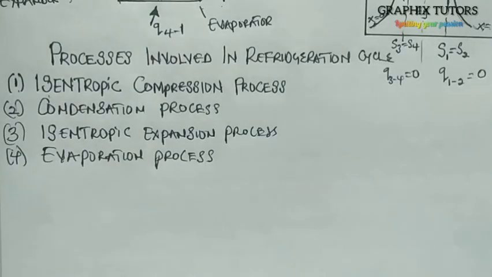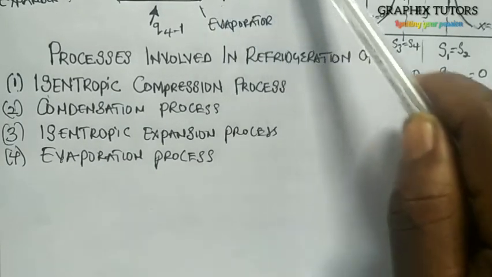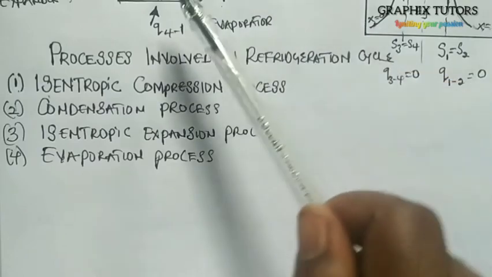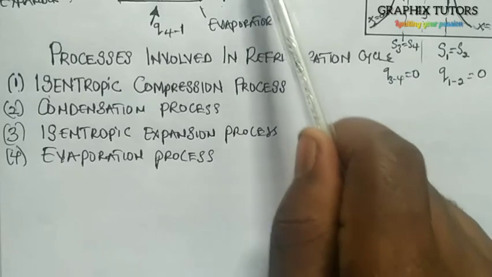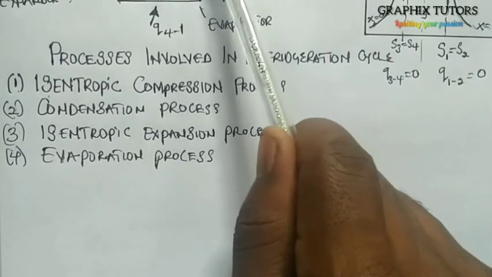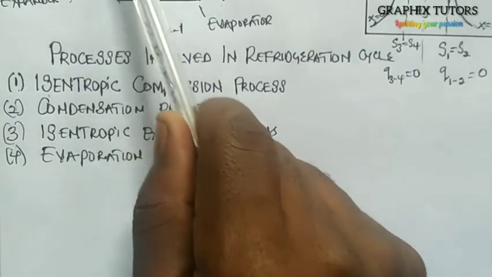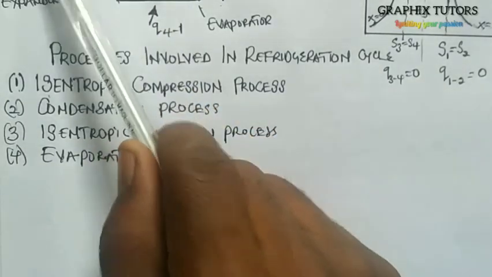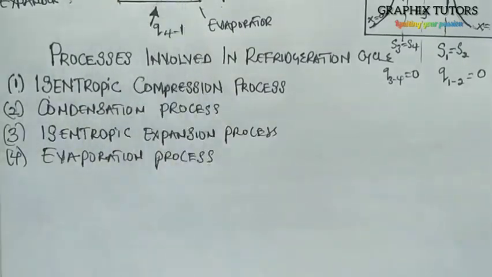So those are the 4 processes that occur in a Carnot refrigeration cycle, right? So know that state 1 is the entry of the compressor, which is also the exit of the evaporator. State 2 is the exit of the compressor, which is also the entry of the condenser. State 3 is the exit of the condenser, which is also the entry of the expander. State 4 is the exit of the expander, which is also the entry of the evaporator.